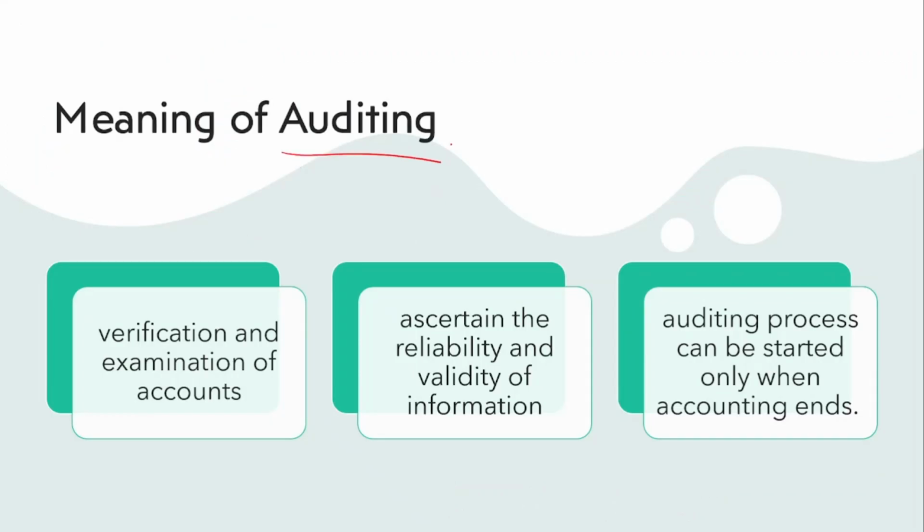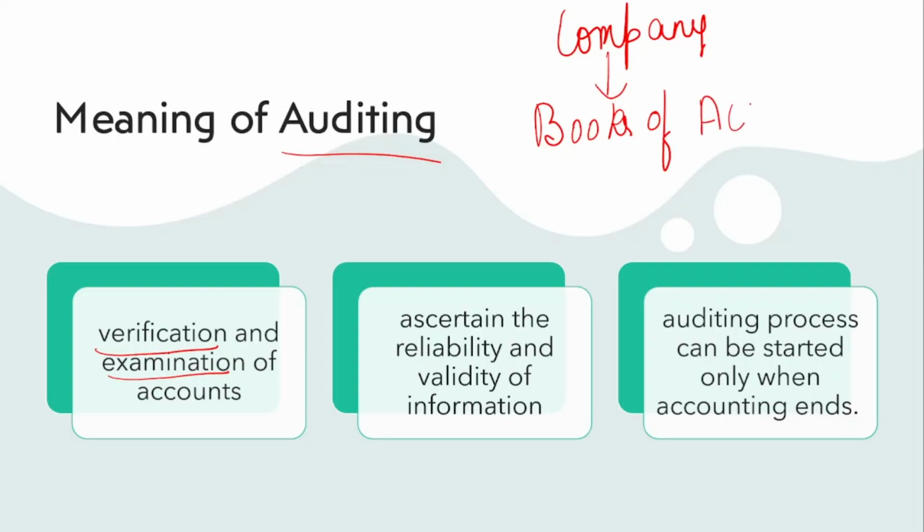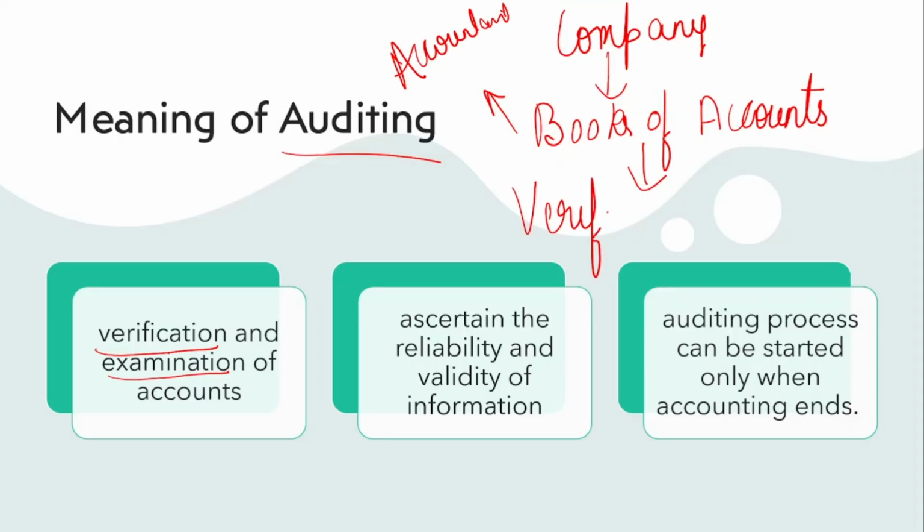Auditing simply means the verification and examination of accounts in a company. The company's books of accounts should be maintained. All day-to-day monetary transactions should be maintained in the books of accounts, and this will be prepared by the accountant. Now, whatever books of accounts the accountant has prepared has to be verified, and this verification will be done by a person called an auditor. So the auditor's duty here is to verify and examine the accounts.